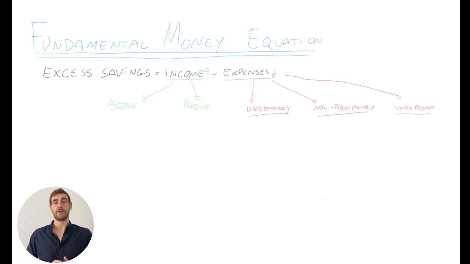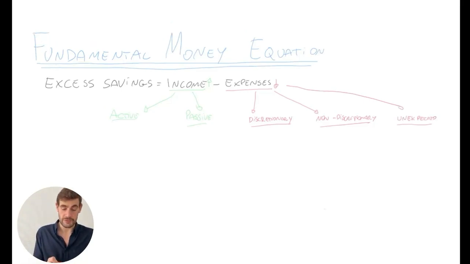Okay? So now you have the fundamental money equation. We will go through the various strategies on how to tackle the various inputs, meaning the income, active and passive, and the expenses, discretionary, non-discretionary, and unexpected, so that we can boost our excess savings by a good margin. And by doing so, we will also be able to boost the passive income that our portfolio will generate.